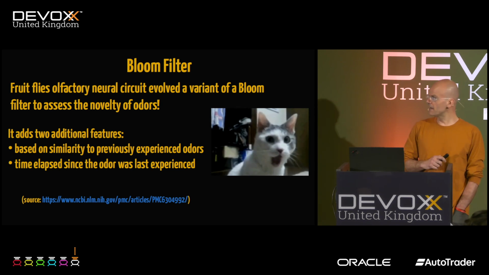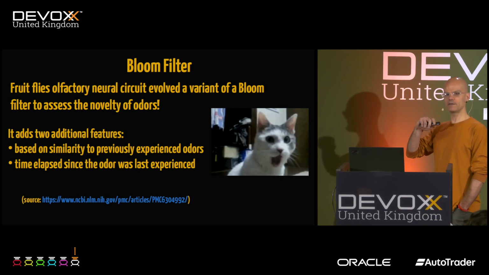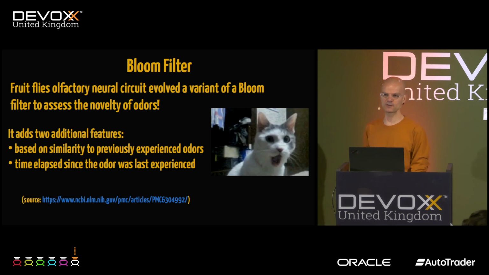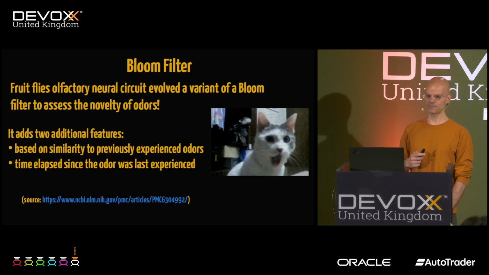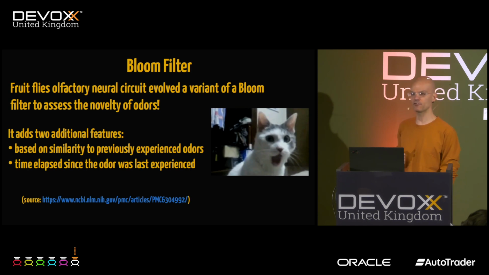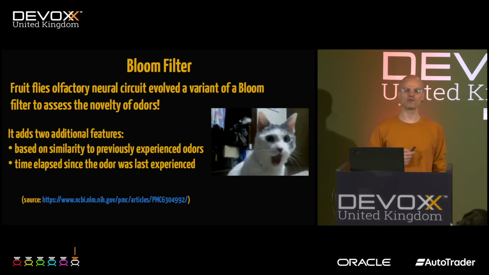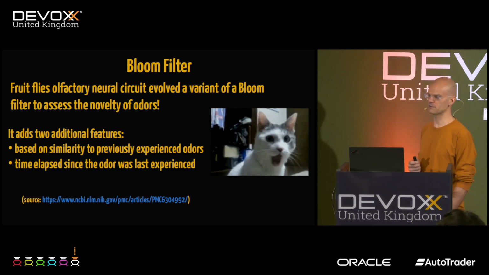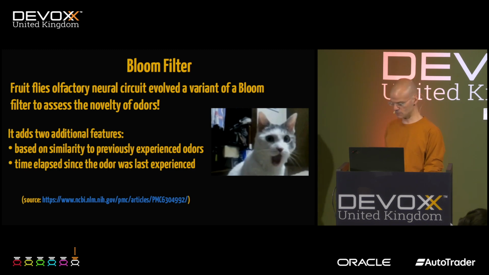Now a fun fact. The fruit flies already developed this kind of algorithm millions of years ago. So how do they assess if they are dealing with a new smell that they didn't experience before? Their brain evolved a neural circuit that has the same characteristics of a Bloom filter. There's also a link to the paper which explains that in detail, and it's quite interesting.